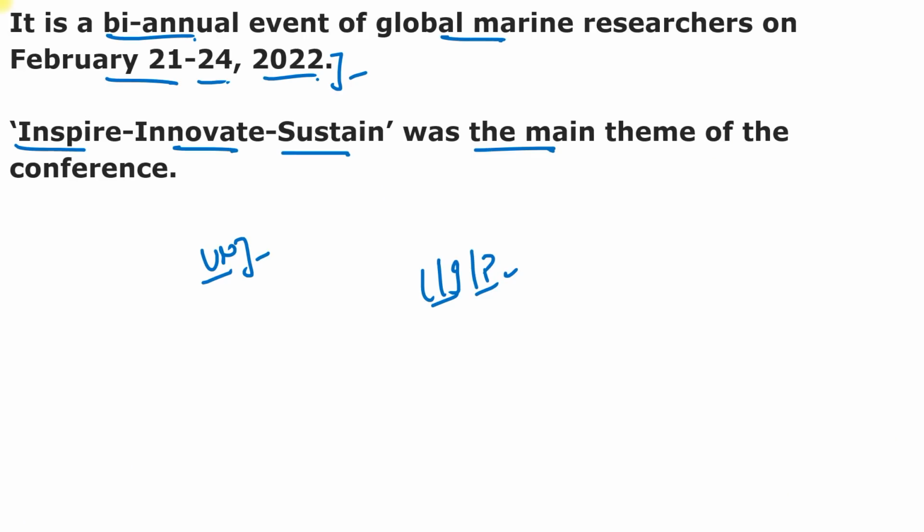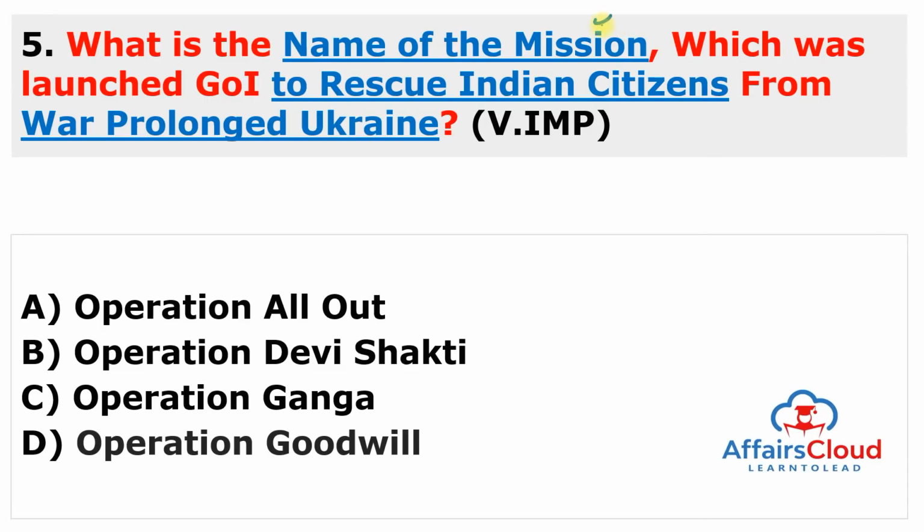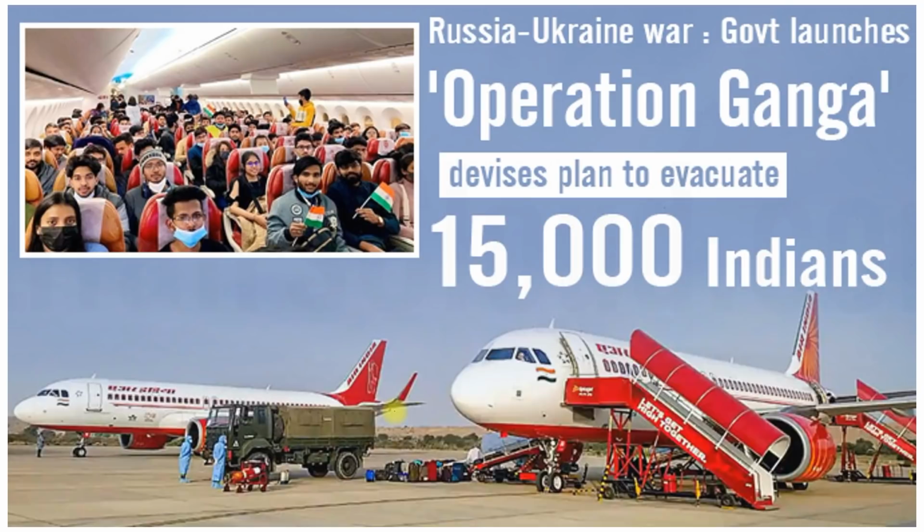Moving to the next question. What is the name of the mission launched by the government of India to rescue Indian citizens from war-torn Ukraine, like the Russia and Ukraine war? So many Indian students are stuck in Ukraine, so we have to take these Indian citizens back to India. And we launched one mission to take back these citizens. This mission is known as Operation Ganga. So the answer of this question is C. The government of India has launched Operation Ganga to evacuate Indian citizens from Ukraine due to the Ukraine war against Russia. So the answer of this question is C.